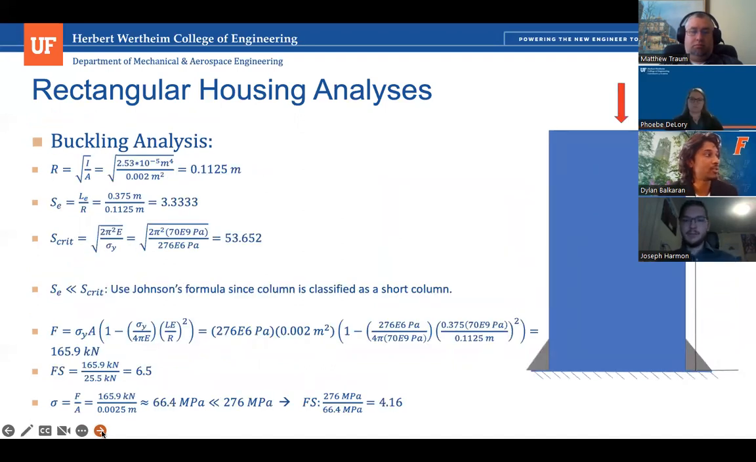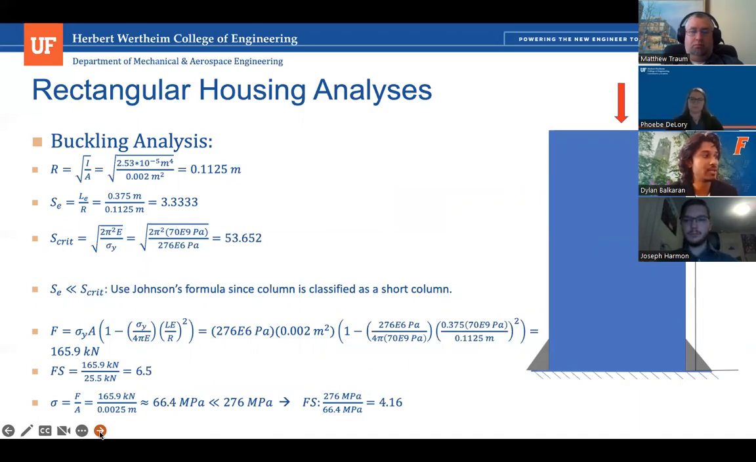So for a buckling analysis, the first thing we had to do is find the radius of gyration, which was a function of inertia and the area. And then after that, we needed to determine the slenderness ratio and compare it to the critical slenderness ratio. Since the slenderness ratio that was found was much less than the critical slenderness ratio, we had to use Johnson's formula for classifying it as a short beam. Based on Johnson's formula, which is a function of the yield strength, the modulus of elasticity, the length, and the radius of gyration, we were able to find that the max load needed in order for this to buckle was 165.9 kilonewtons.